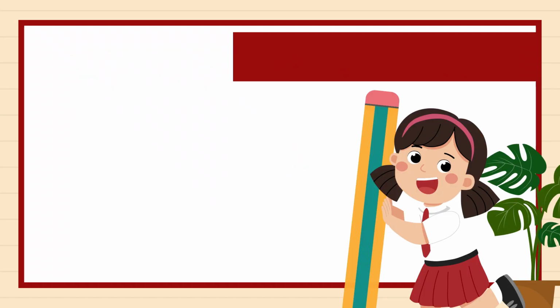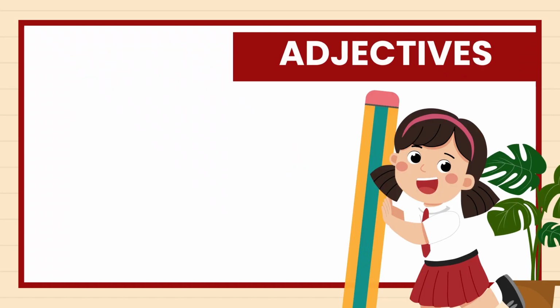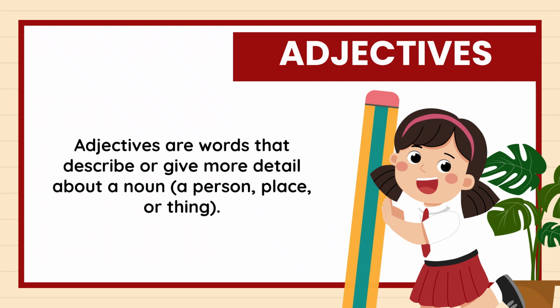Let's begin. Let's start by learning what an adjective is. Class, can you say adjective? An adjective is a word that describes or gives more details about a noun. But what's a noun again? Yes, a noun is a person, place, or thing. So adjectives tell us more about those nouns.